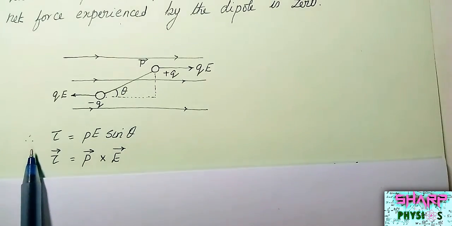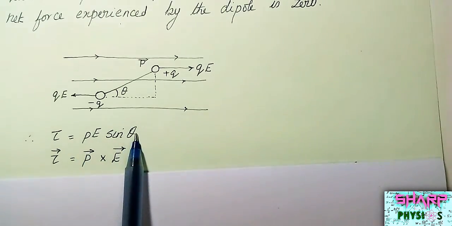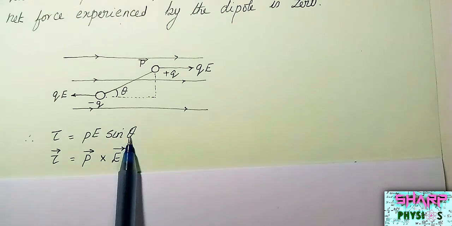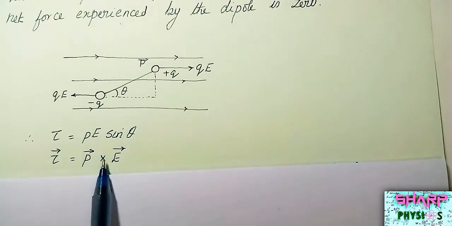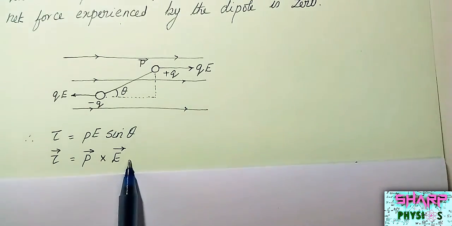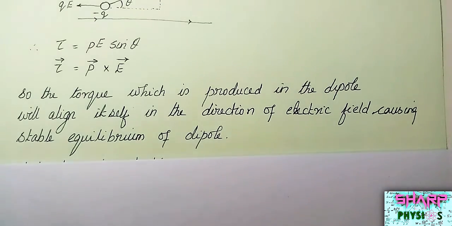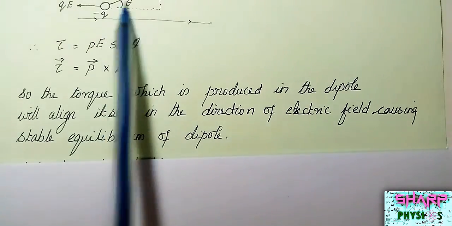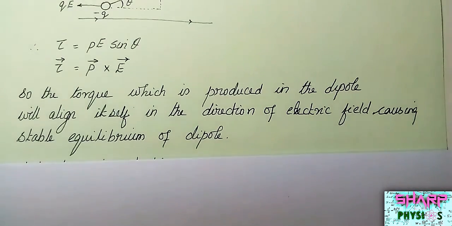Next, the net torque experienced by the dipole will be P E sine theta. Tau is equal to P E sine theta. If you apply theta equal to 90 degrees, you get tau equal to P into E. The torque produced will align the dipole in the direction of the electric field, causing a stable equilibrium of the dipole.